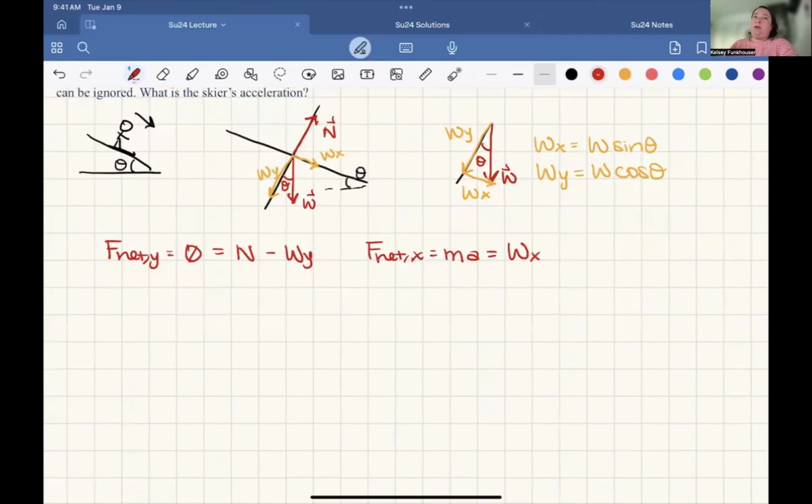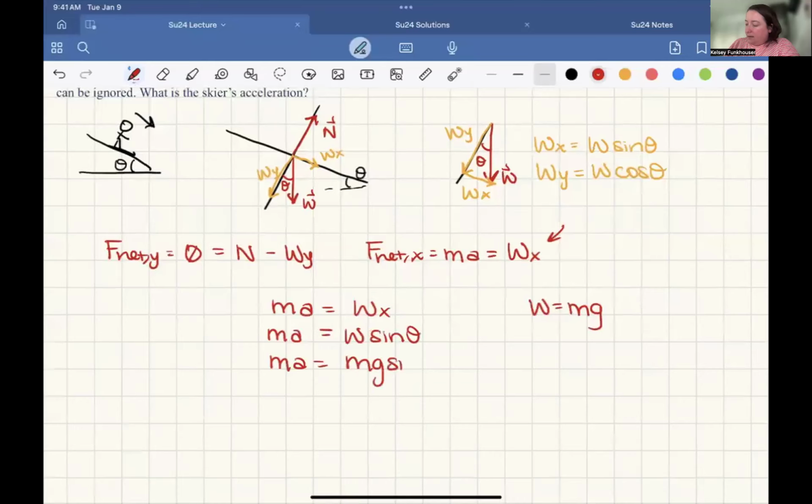So just weight x. Okay, so it seems like we can just use that to solve for acceleration. So mass times acceleration is weight x. I'm going to do a little bit of expanding of the weight x part. So that is weight sine of theta. And then weight, remember, is just mass times gravity. So we end up with ma equals mg sine theta.